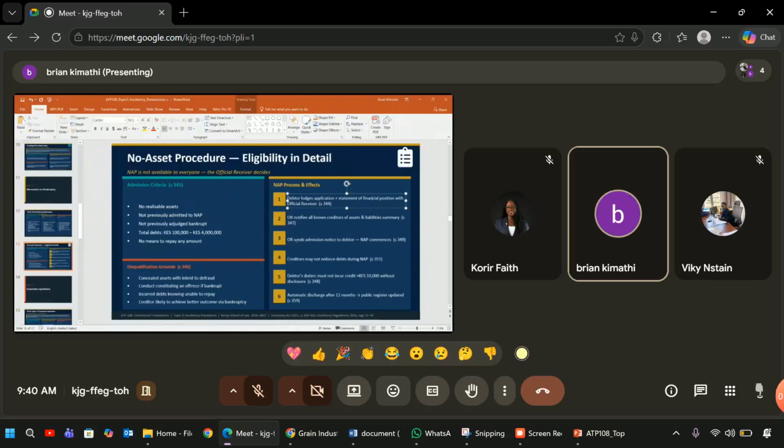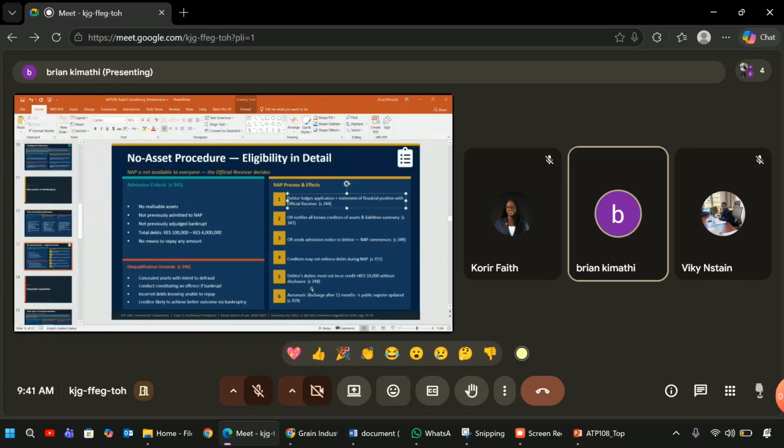And then the official receiver sends an admission notice to the debtor. Then the no asset procedure commences, and creditors may not enforce debts during the no asset procedure. Debtor's duties: must not incur credit. No one will give you money actually, but the limit is not more than 10,000 without disclosure to the application that is already in NAP. You can't take other loans or credit without informing the application.